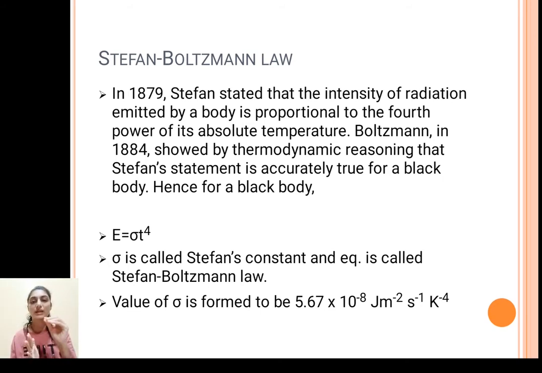E equals sigma capital T raised to 4, where sigma is called Stefan's constant, and this particular equation is called the Stefan-Boltzmann law. And the value of sigma is 5.67 into 10 raised to minus 8 joule per meter square per second per Kelvin raised to 4.